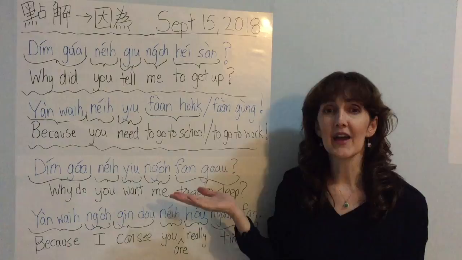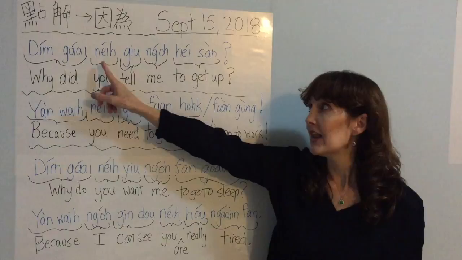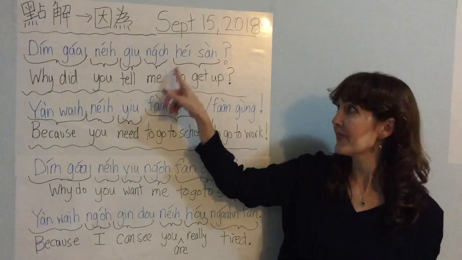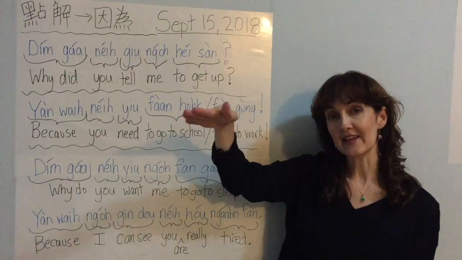點解你叫我起身？點解你叫我起身？起身 is get up. Okay, 點解 is your why, 你, you, 叫, tell, 我, low rising, me, 起 is that mid, 起身 goes right up and down, so it's kind of easy to say the 起身. 點解你叫我起身? 因為, because.